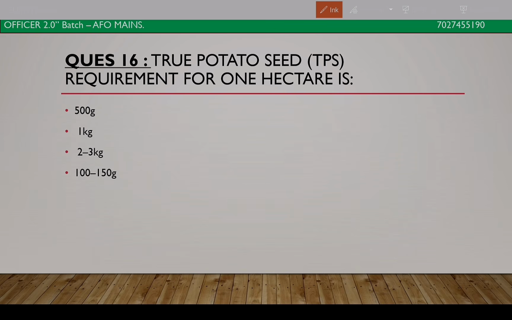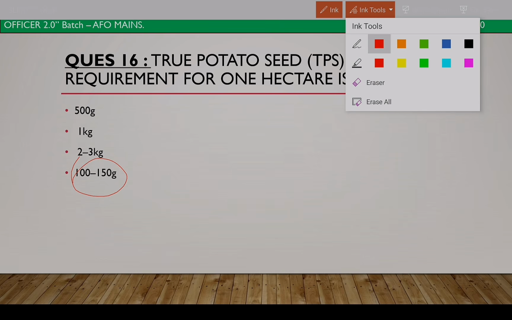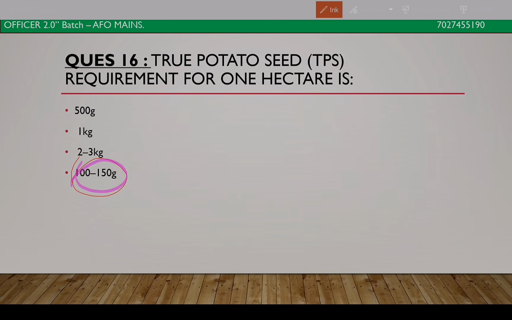In case of potato, now the farmers are using this true potato seed. How much they require for 1 hectare? For 1 hectare, the farmers generally require 100 to 150 gram of seed. Okay. In this, what happens? The space the planting material needs is very less. How much? 100 to 150 gram. It will come in your handful of seed will plant 1 hectare. Like the older tubers, generally tubers require more space, but the true potato seed is advantageous over tubers.